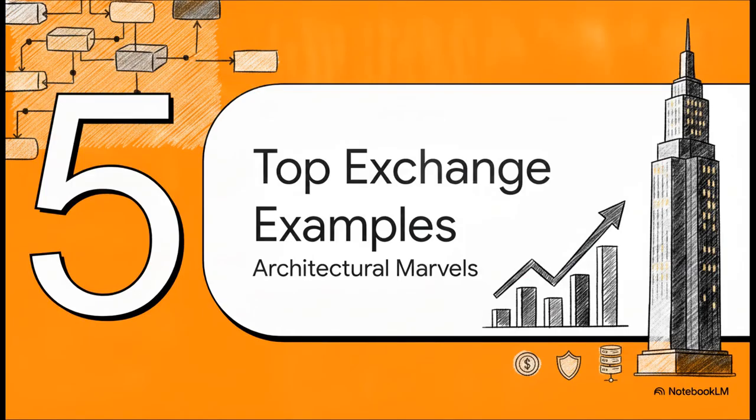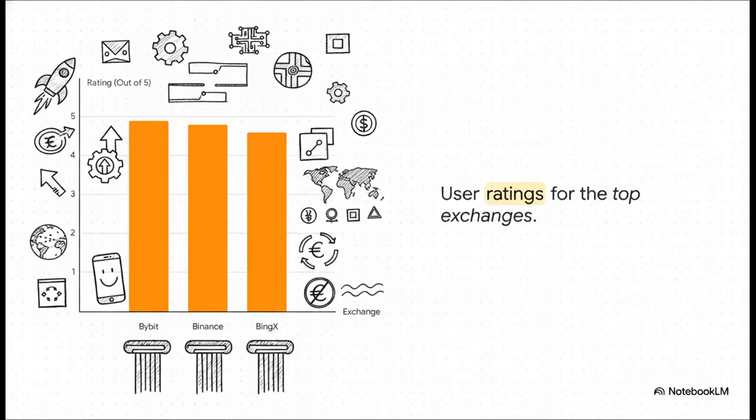To bring this explainer home, let's look at Section 5, Top Exchange Examples. Let's see what a finished product actually looks like when all these architectural elements unite perfectly. Looking at the user ratings for 3 of the top crypto exchanges in the world right now, Bybit holds a stellar 4.9 out of 5, largely due to its fast execution, great leverage options, and a really user-friendly interface. Binance sits just behind at 4.8, boasting massive global availability, a huge crypto selection, and incredibly high liquidity. And then BingX, rated at 4.6, differentiates itself with some really unique features like copy trading and zero-fee trades.